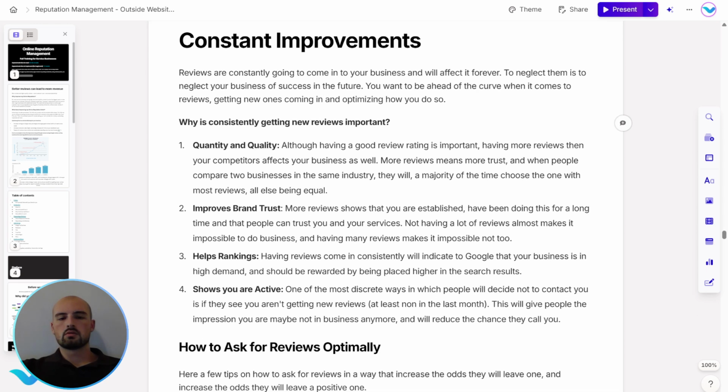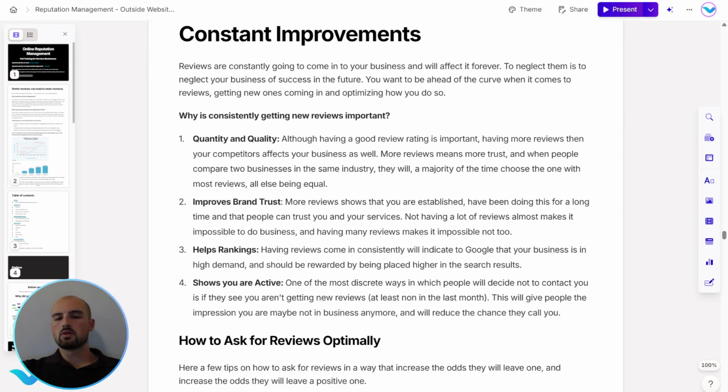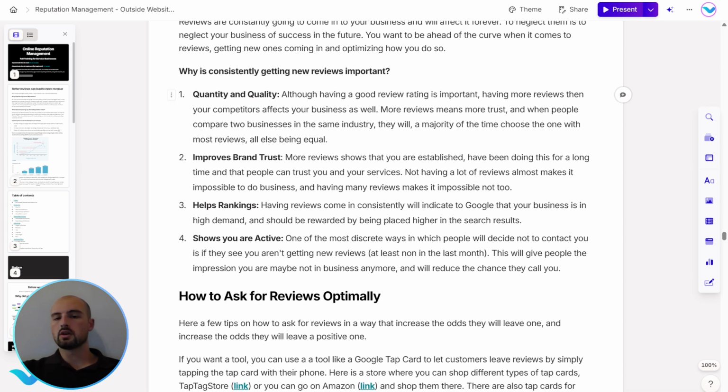Constant optimization. So why is consistently getting new reviews important? Quantity and quality: although having a good review rating is important, having more reviews than your competitors affects your business as well. More reviews means more trust. When people compare businesses in the same industry, a majority of the time they will choose the one with the most reviews, all else being equal. This is probably the most important thing to grasp: it's a numbers game. On Google My Business, people are comparing you, because you see all the comparison. If you have 1,000 reviews and your competitor has 250, you're crushing them. Your conversion rate is going to be significantly higher than your competitors' because you're 4 times better than anybody else.